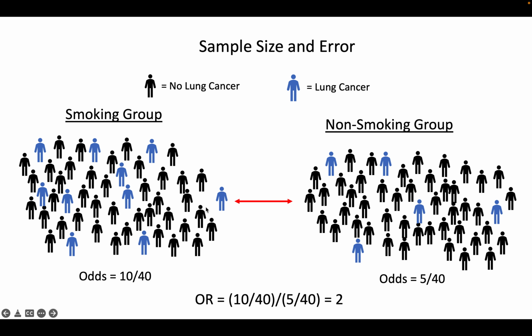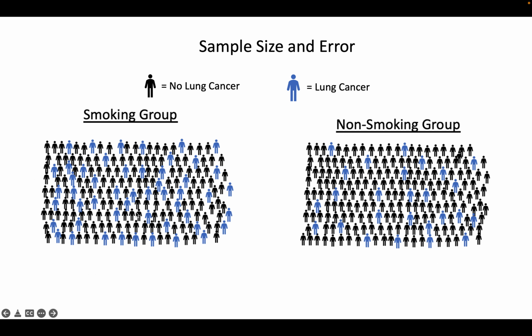Just to show the resiliency of this to sampling variability, because sampling variability is a classic example of random error. If you resample a population over and over again, there's going to be some variability that's not necessarily systematic. To simulate that, I'm going to swap a case in the smoking group for a non-case in the non-smoking group. That brought our odds ratio from 2 to 1.5. So just swapping 2 people had a pretty big influence on the measure of effect, and that's because the sample size was pretty low.